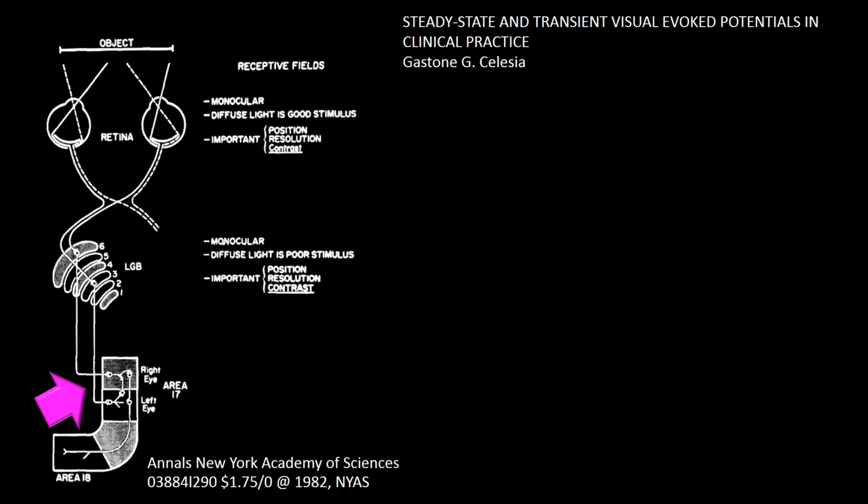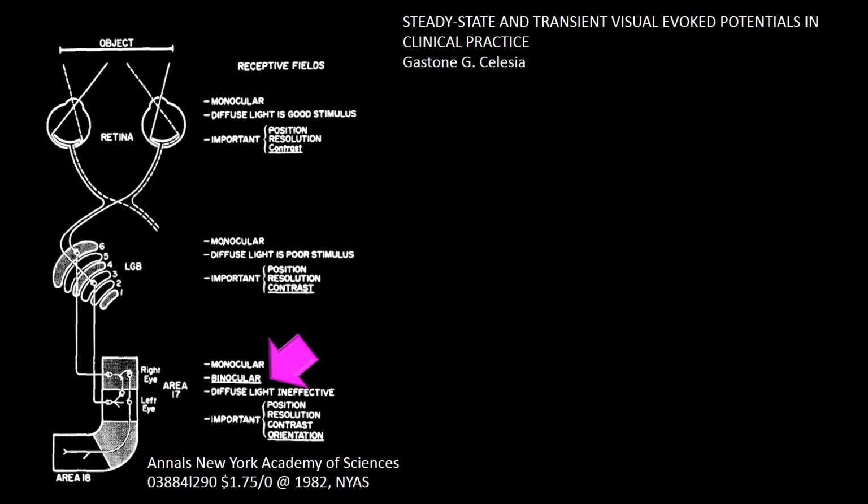It is not until cortical processing takes place, that is in area 17, that binocular vision is achieved. At the cortical level, diffuse light is an ineffective stimulus, and orientation becomes the most powerful activator.